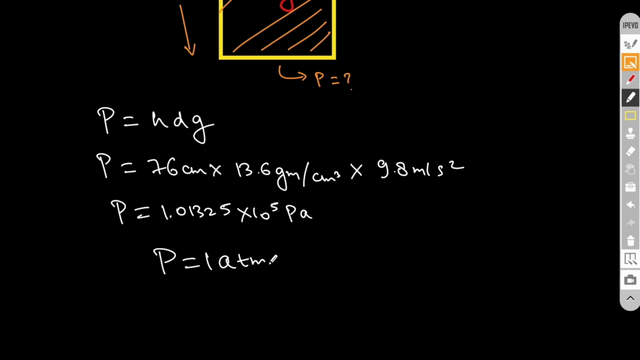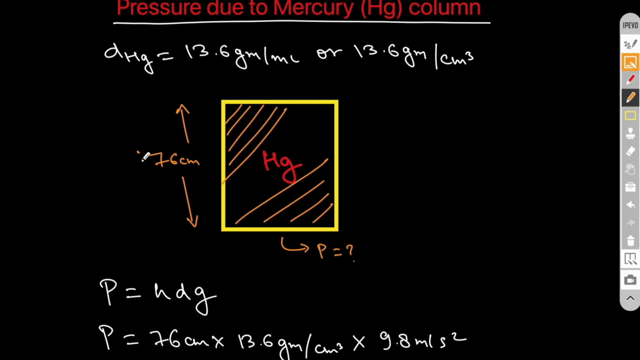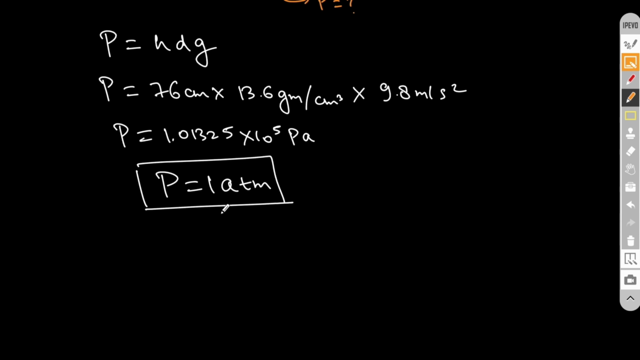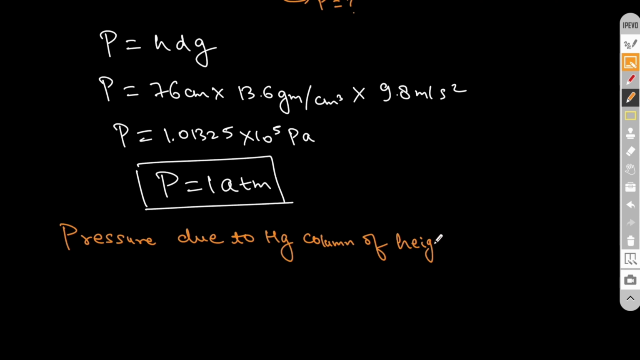So this pressure will come out to be 1 atm because 1 atm is equal to 1.01325 into 10 raised to the 5 Pascal. So when the height of mercury column in an enclosed container is 76 centimeter, then pressure exerted at the bottom will be 1 atm. So pressure due to Hg column, Hg is how we denote mercury, of height 76 centimeter is equal to 1 atm. So these two are important values. For height 76 centimeter, the mercury column will exert a pressure of 1 atm.